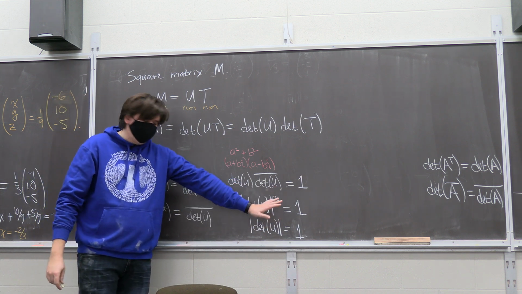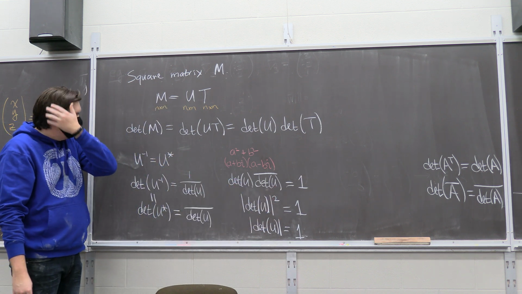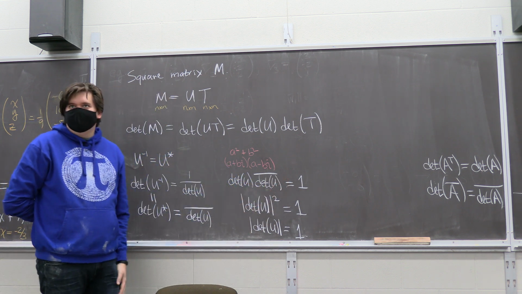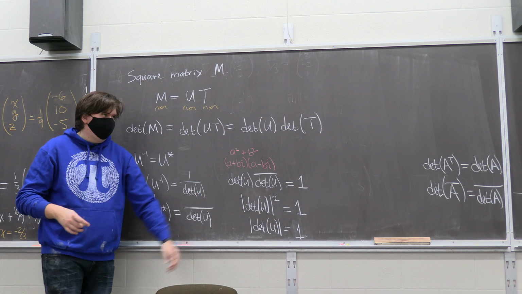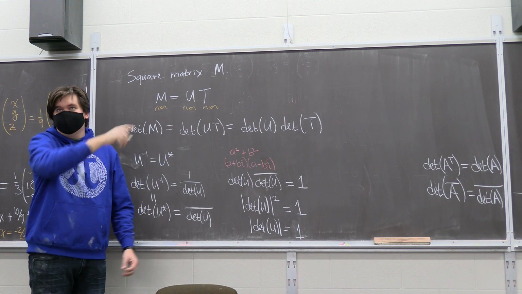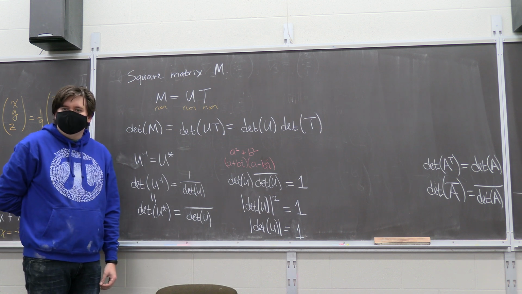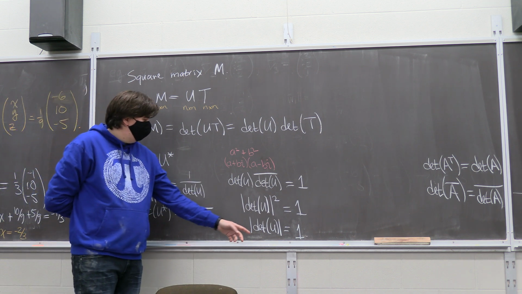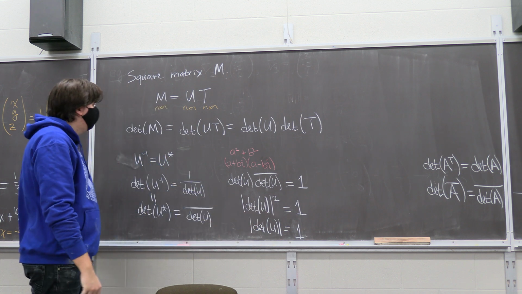But the magnitude of the determinant is 1. So, well, the determinant itself is something with magnitude 1. Suppose in principle it could be something like root 2 over 2 plus root 2 over 2 i, right? Because that also has magnitude 1. Okay. But its magnitude is 1.